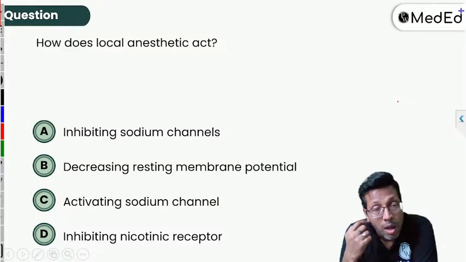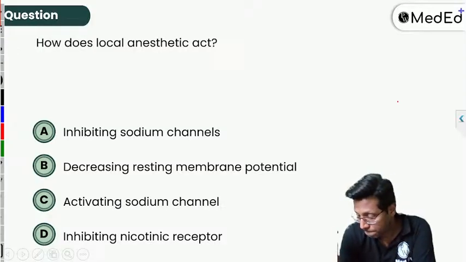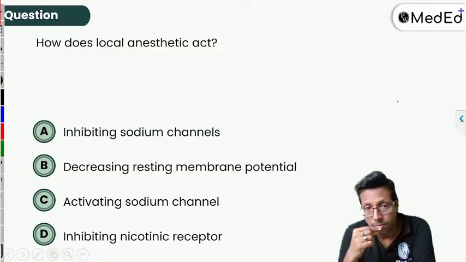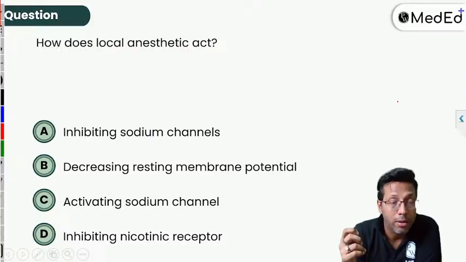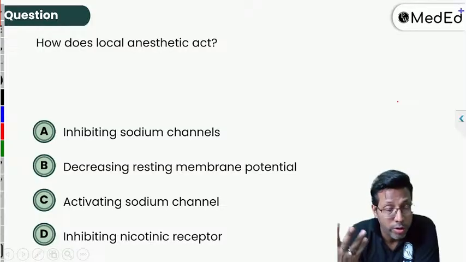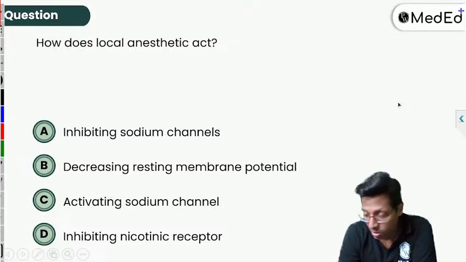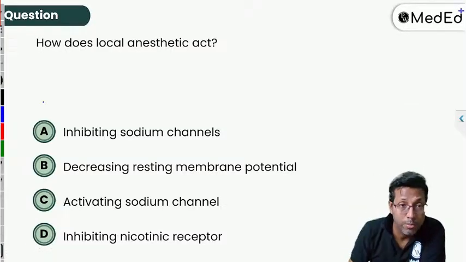Important question. How does local anesthetic act? Yes. How does local anesthetic act? Inhibiting the sodium channels, decreasing the resting membrane potential, activating the sodium channel, or inhibiting the nicotinic receptor. Oh, I got someone from Marrow also. Dr. Marrow. All right, all of you are correct. It inhibits the sodium channel.